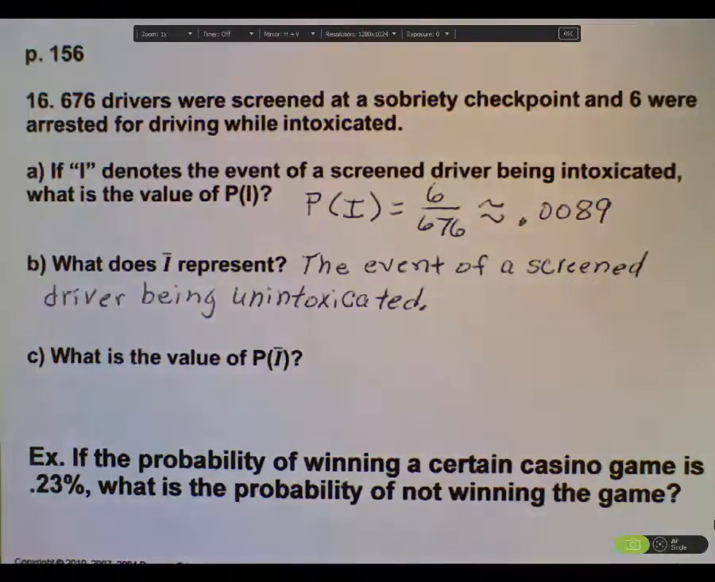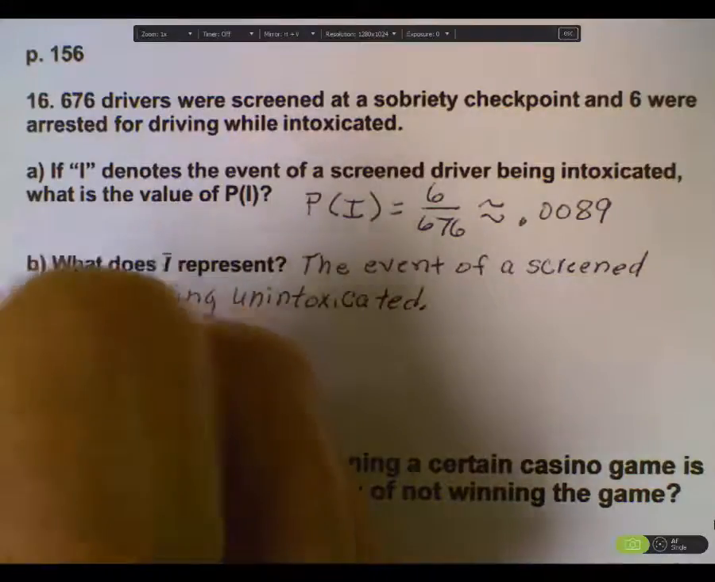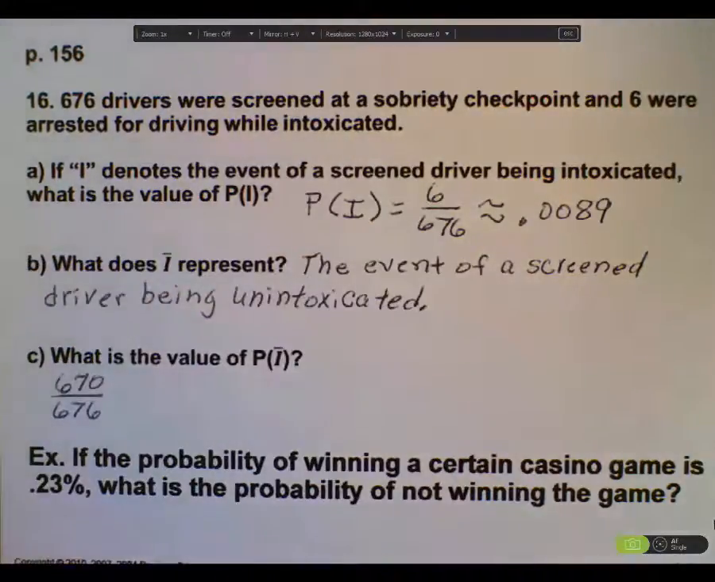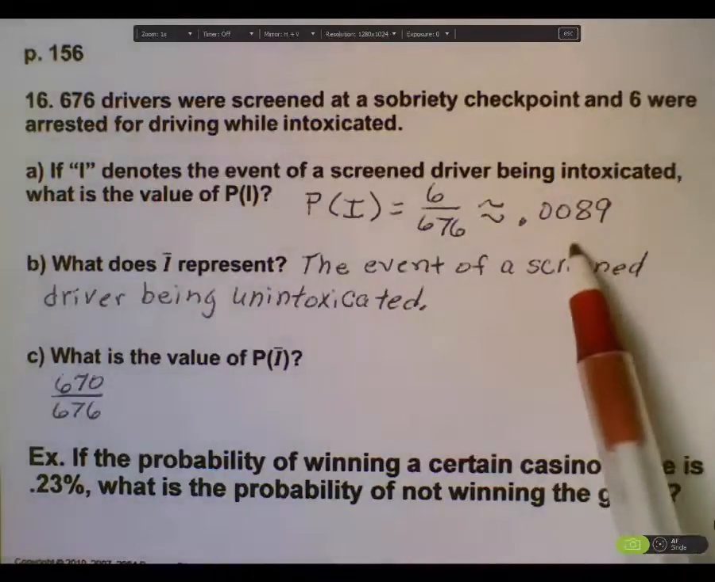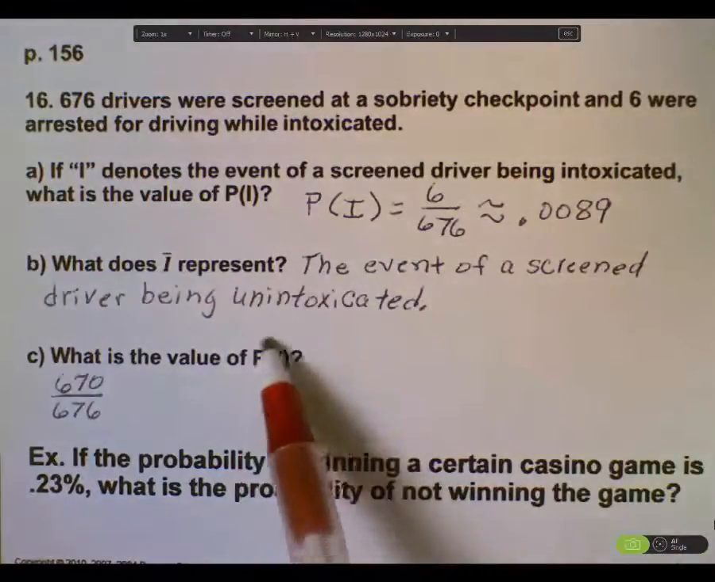The C part says, what's the probability of I complement? There's 2 ways you can find that. One is to say if 6 out of the 676 were intoxicated, how many does that mean were not intoxicated? Just subtract and you get 670 out of 676 were not intoxicated, and you can enter that on the calculator, and it's pretty easy. However, it may be even easier since we already know the probability of a screen driver being intoxicated. How do you find the value of the complement of that?